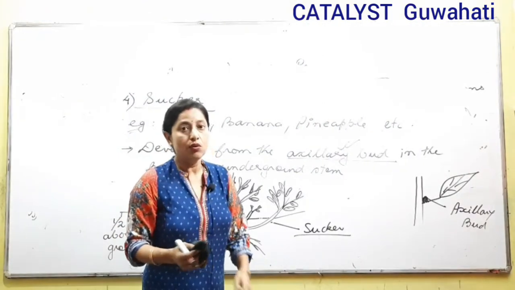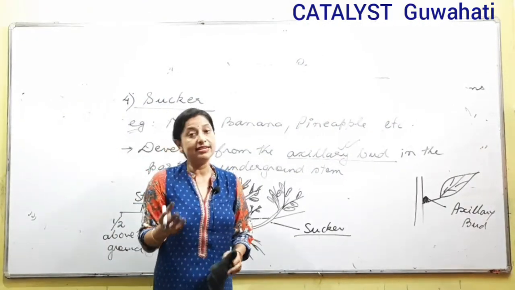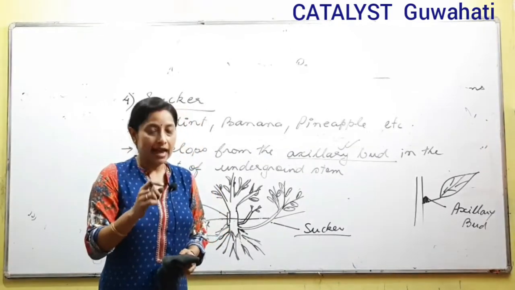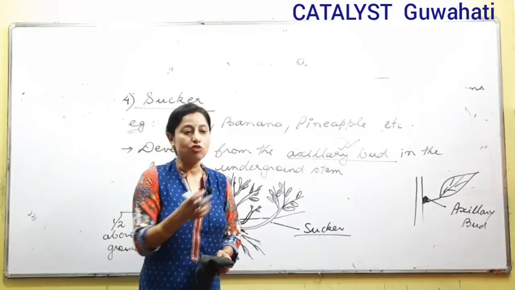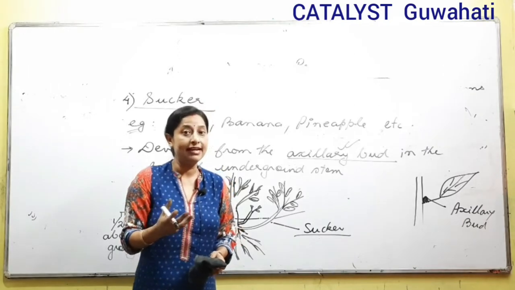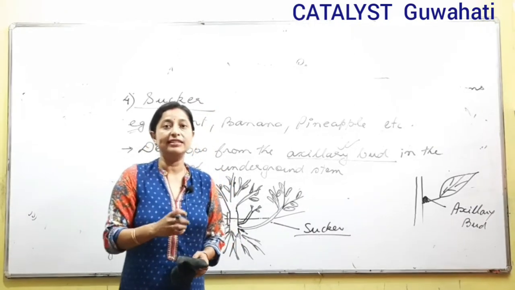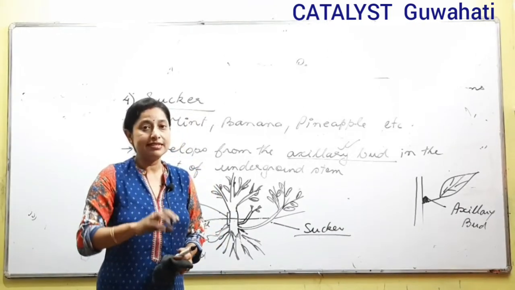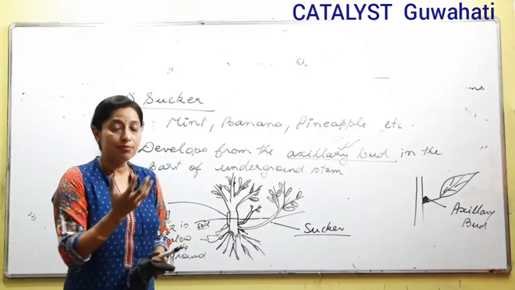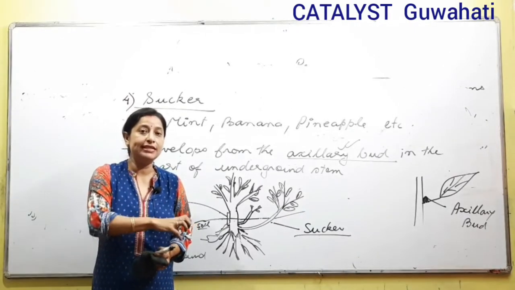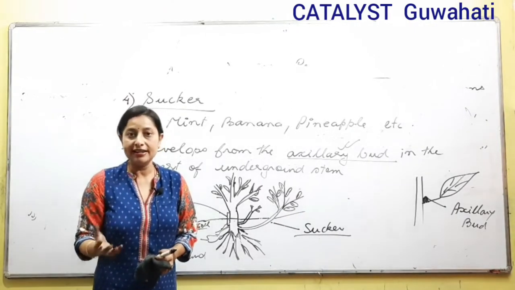And for those students who have mint in their house, the pudina plant, when you uproot it, I'm not talking about plucking the leaves, I'm talking about uprooting that pudina plant. What you have noticed is you cannot uproot the plant at one go. What happens is it just snaps off.